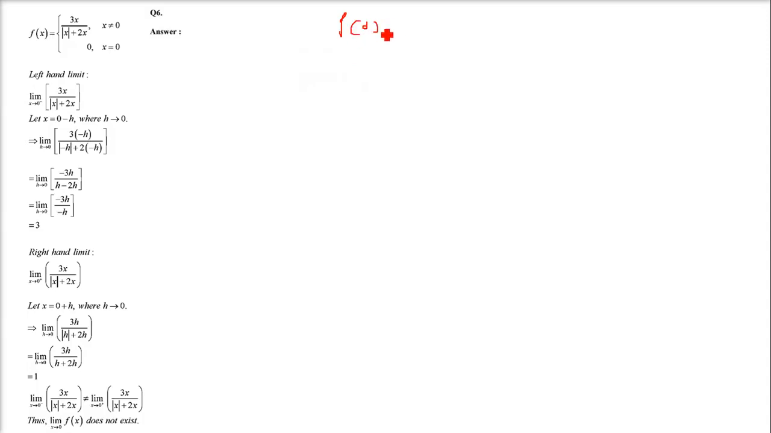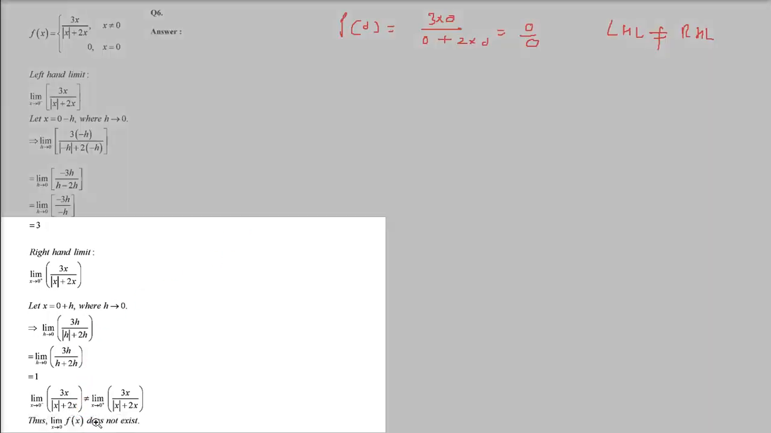So if I put x as 0, what do we get? 3 into 0 by mod 0 plus 2 into 0, that is 0 by 0. That is an indeterminate case. So at x equals 0 we have to show that the limit does not exist. So we'll find out the left hand limit and right hand limit, and then we will try to prove that they are not equal. Then only we can show this.